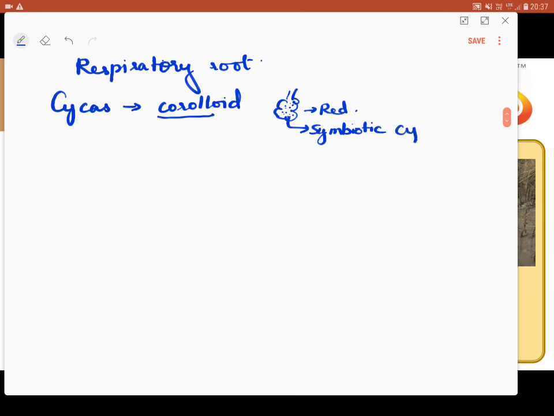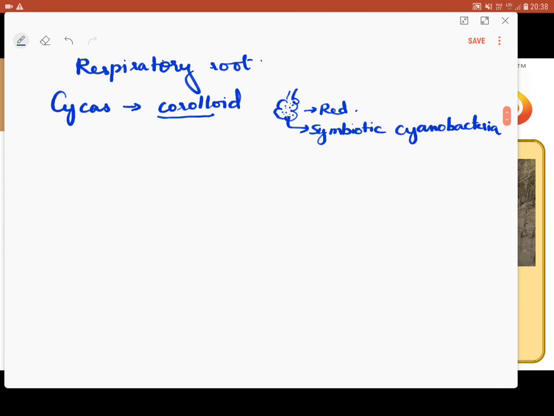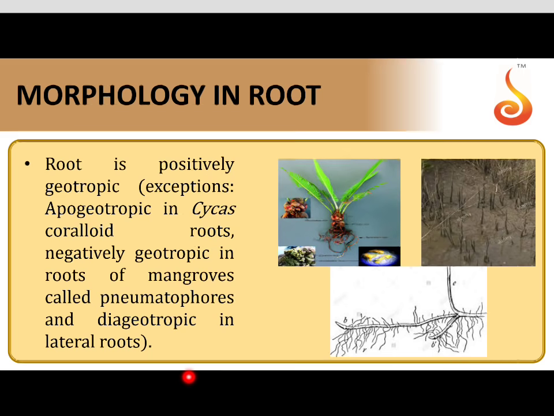What is symbiotic? Symbiotic is a special kind of relationship or interaction between two organisms, both are helping each other. So, symbiotic cyanobacteria. Here the cyanobacteria helps in fixation of nitrogen. In return, it gets shelter from the plant. So, the plant provides shelter to the cyanobacteria, it gives nutrition to the cyanobacteria. Cyanobacteria in turn helps in fixing nitrogen for the plants.